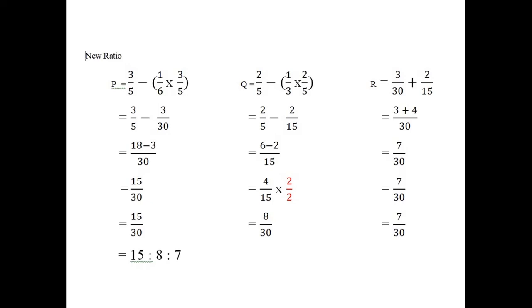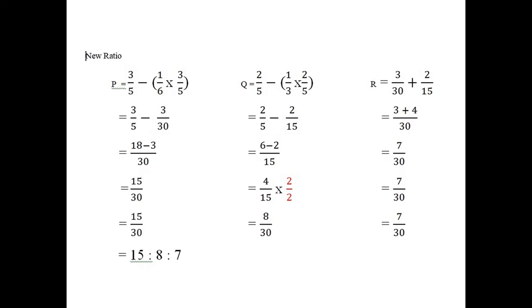Students, in this video, we will see the solution of question number 61. In this question, we have old partners as P and Q, and new partner is R. You can see in the question that regarding this new ratio, there is information that P surrenders 1/6 of his share and Q surrenders 1/3 of his share in favor of R.